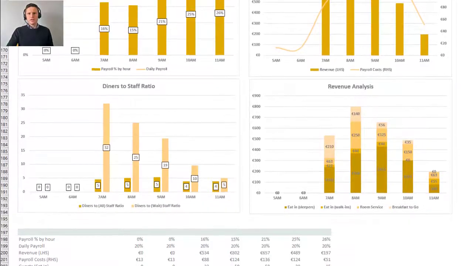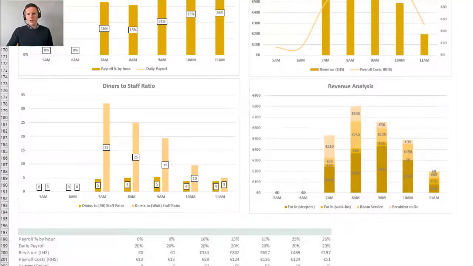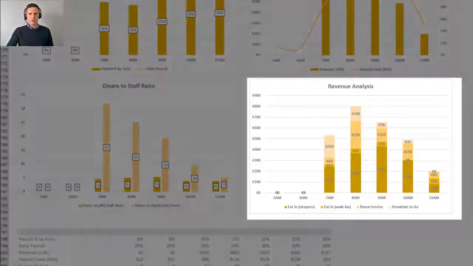The ratio of diners to staff is shown here. This graph illustrates the ratio of diners to staff based on number of eating guests to all staff, brown vertical bars, number of eat-in guests to wait staff on the restaurant floor, yellow vertical bars. This will help you determine the optimal staffing levels for each period of service and benchmark against industry average and internal targets. A revenue analysis graph is shown here.